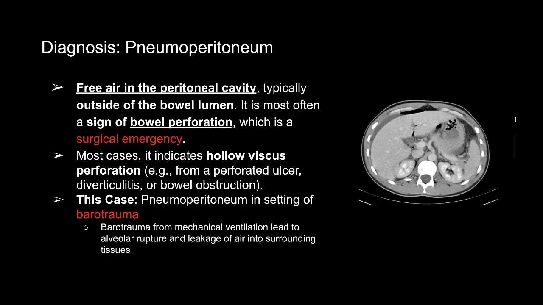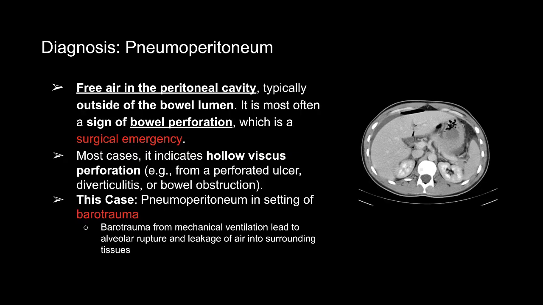So what's the diagnosis? It's going to be pneumoperitoneum, or just a fancy word for free air that's in the peritoneal cavity or the abdominal cavity. So typically this is going to be air that escaped from the bowel lumen, and it most often is a sign of bowel perforation. And this is almost always going to be a surgical emergency. So in most cases, as said, it indicates a hollow viscus or some sort of perforation of an abdominal organ, whether that's a perforated stomach ulcer or from a perforated diverticulitis, or some sort of bowel obstruction.